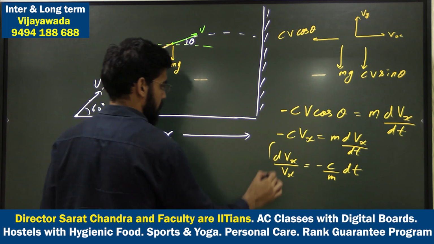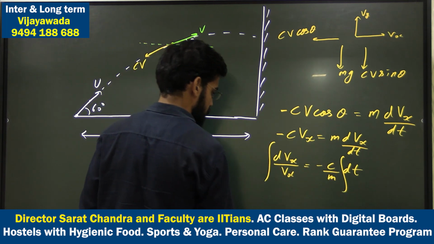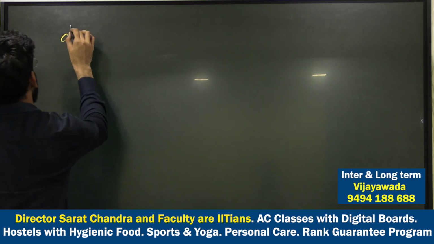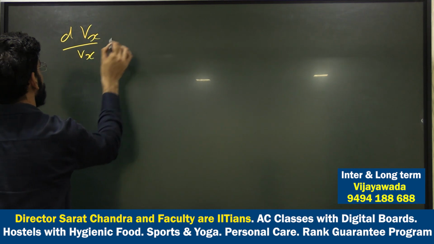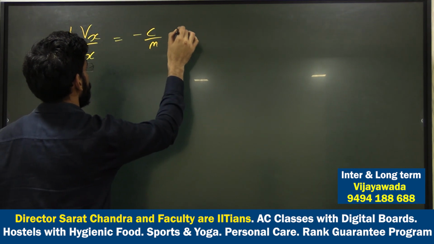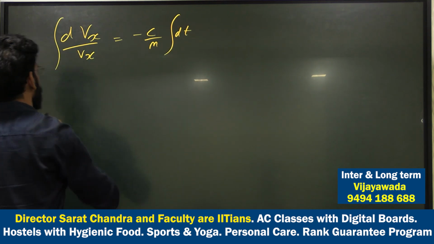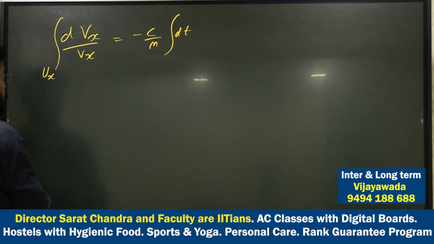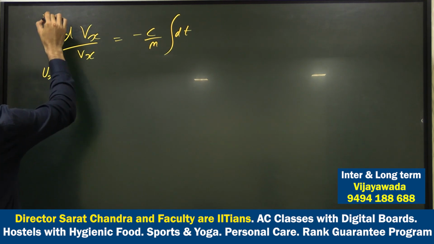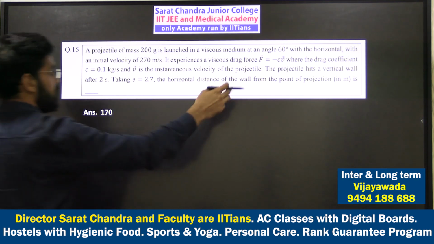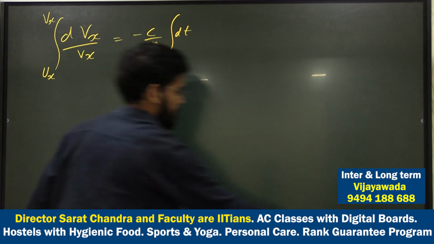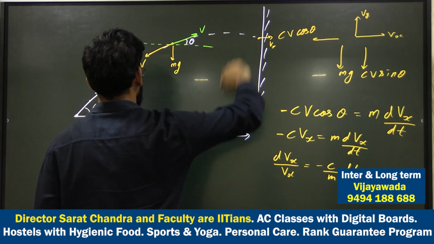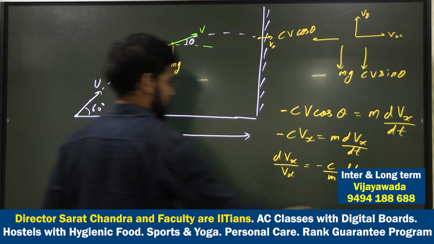Understood? From here, integration. Let's write down the integration in the next page. dVx by Vx equals minus C by m into dt. Integrate from where to where? Initial value is ux that you have, okay, and final value let's consider Vx only, okay, at the final point here, where it is hitting here, okay, at this point of time horizontal velocity is Vx, whatever Vy, okay, so that's it.